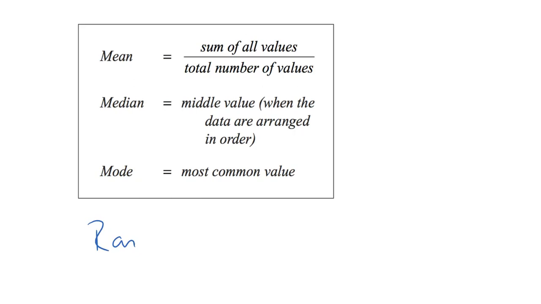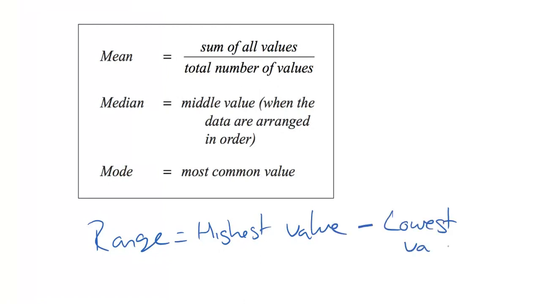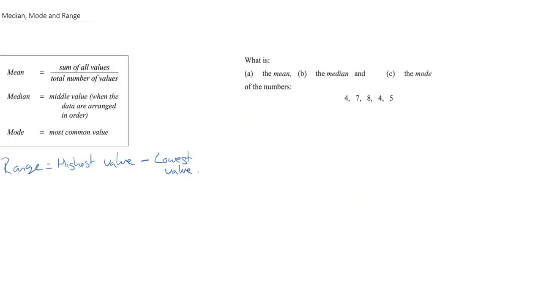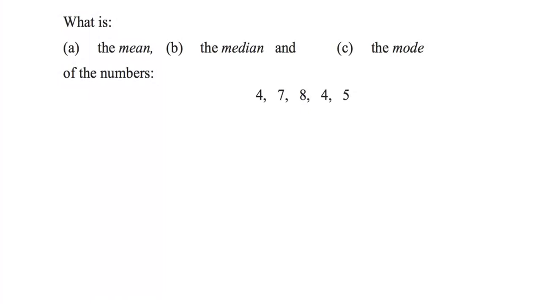The range is defined to be the highest value, take away the lowest value. Okay, so with that set up, let's have a look at an example and see how we get on. So here are 5 numbers. We are going to work out the mean, median, and mode, and maybe afterwards we'll find the range as well.